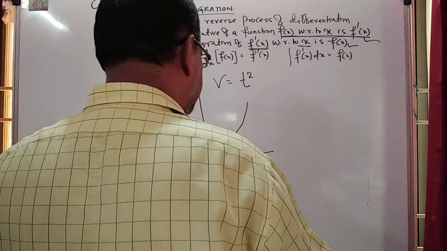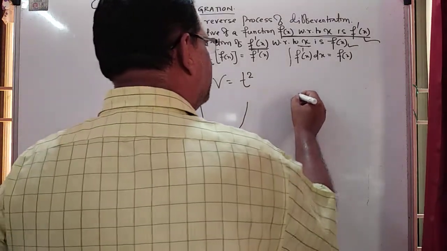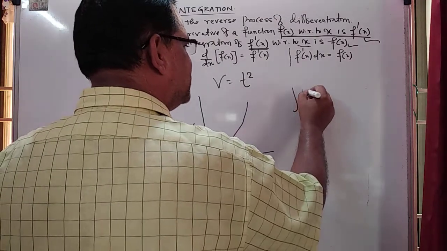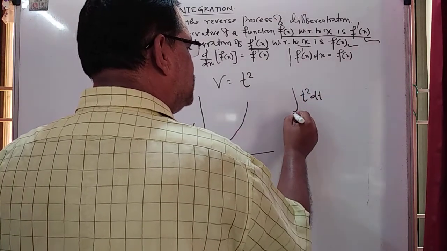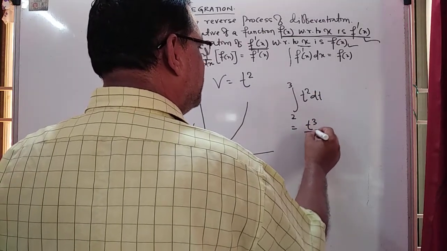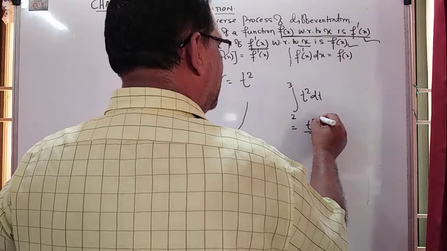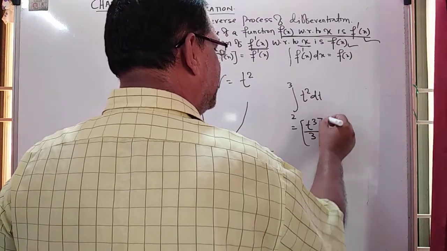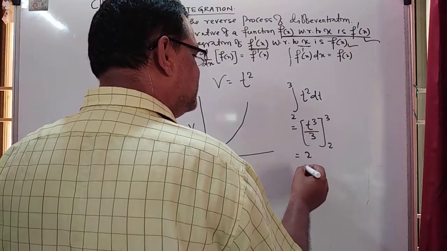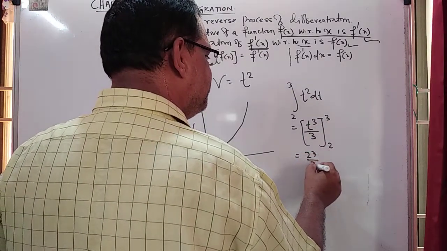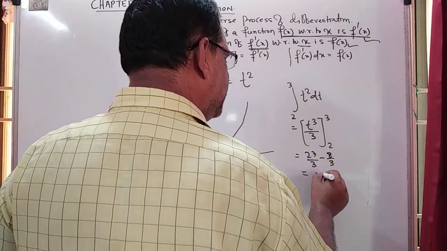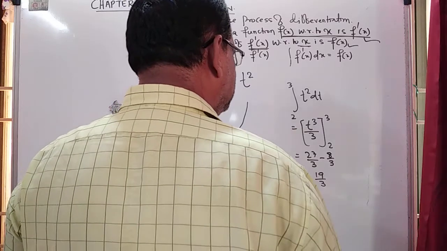Between 2 to 3 seconds, we find the integration of t square dt from 2 to 3. That is t cube by 3, limiting from 2 to 3. So this will be equal to 27 by 3 minus 8 by 3, which is equal to 19 by 3. That will be 19 by 3.